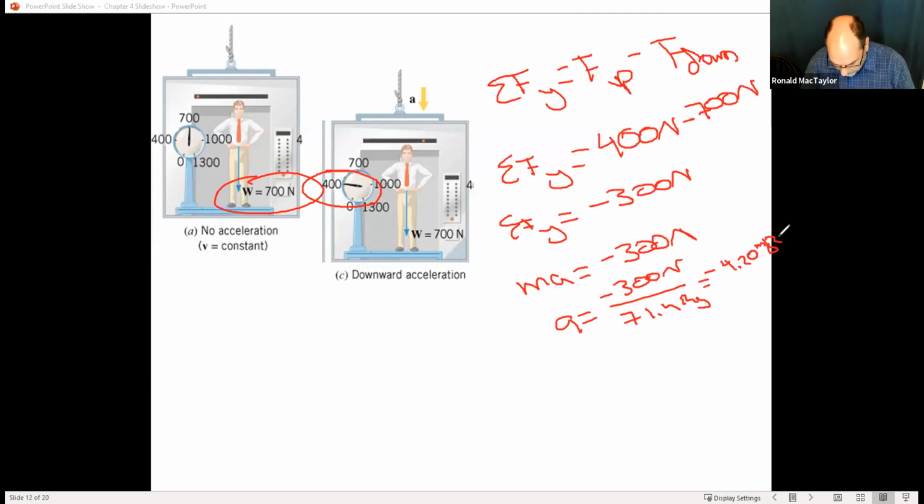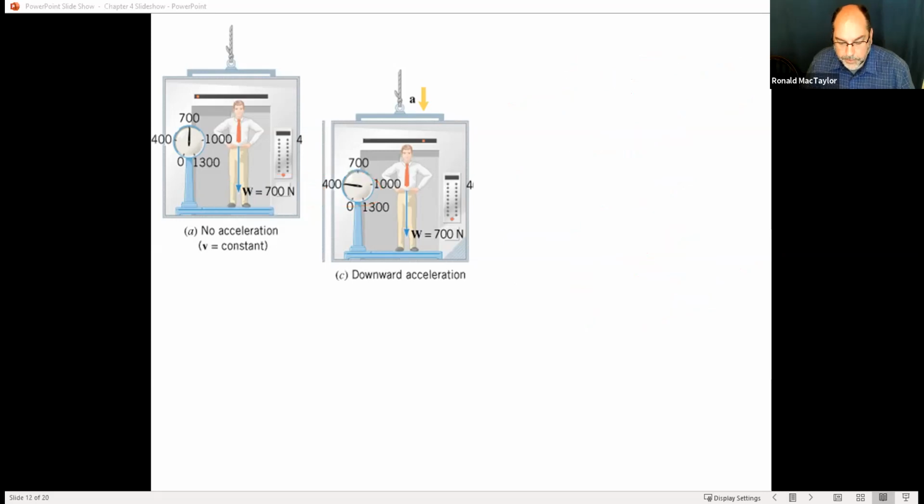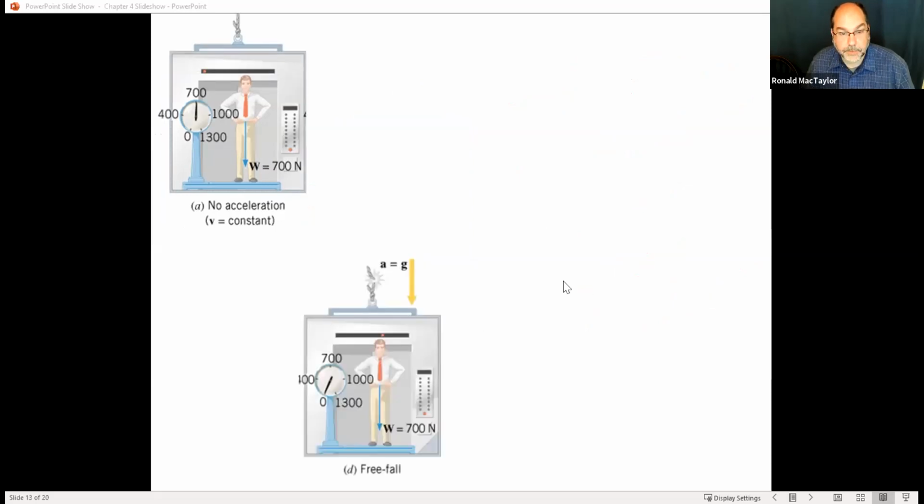If you're riding an elevator in Meyer Hall, they don't necessarily match the up and down acceleration, but for this quick book example, we pretend they do. The other possibility is if you're in the elevator, you weigh 700 newtons, the floor pushes back on you with a force of 700 newtons, and then the cable snaps.